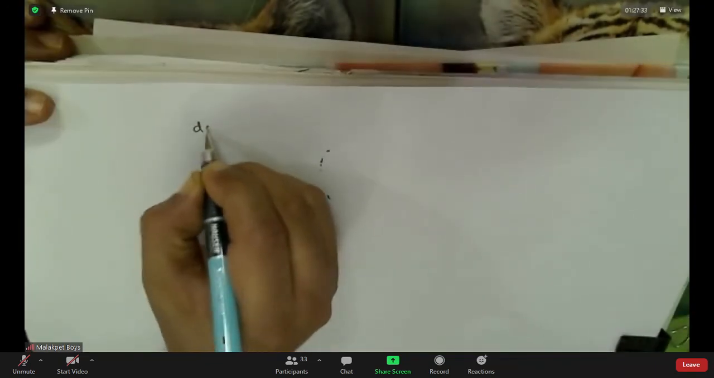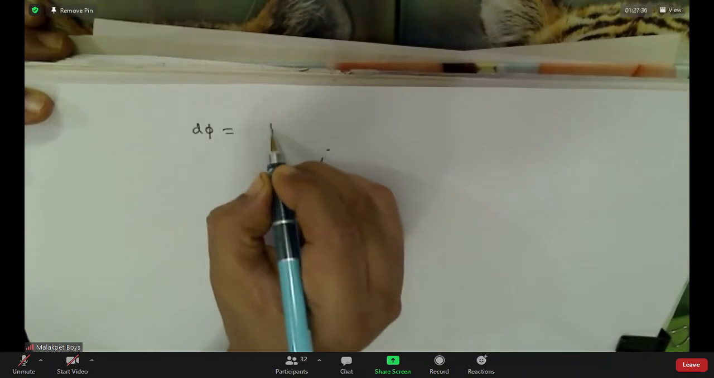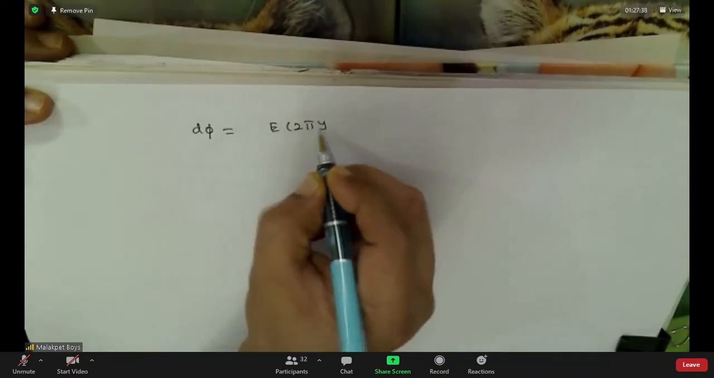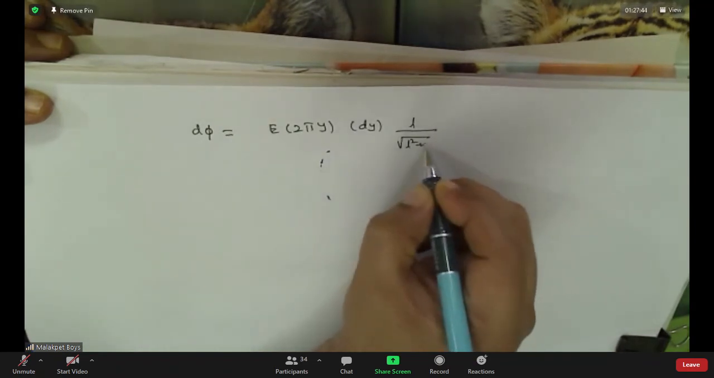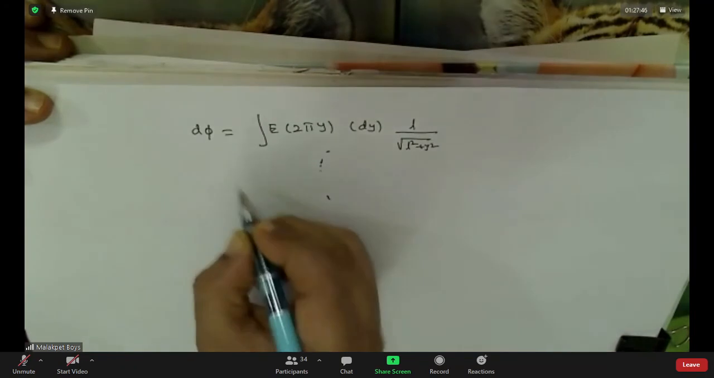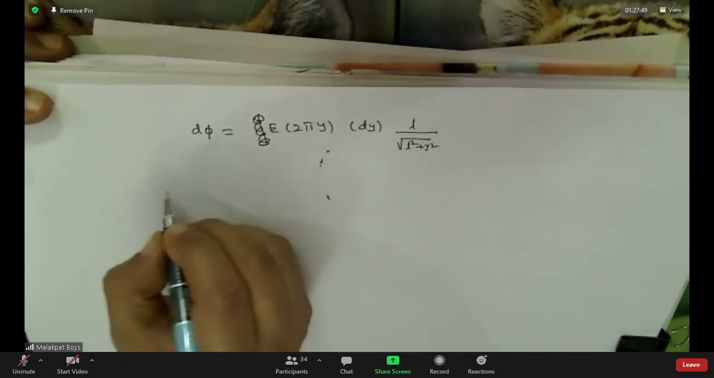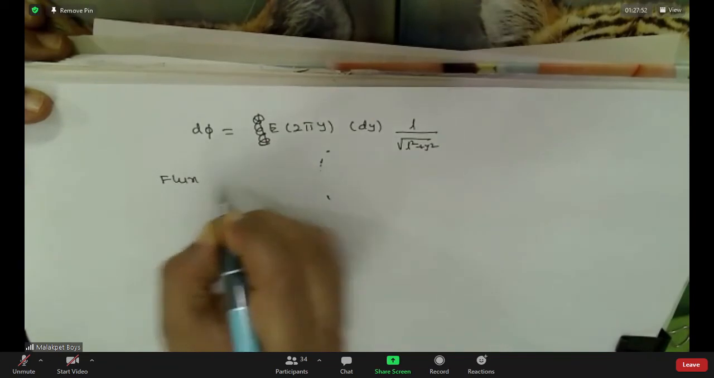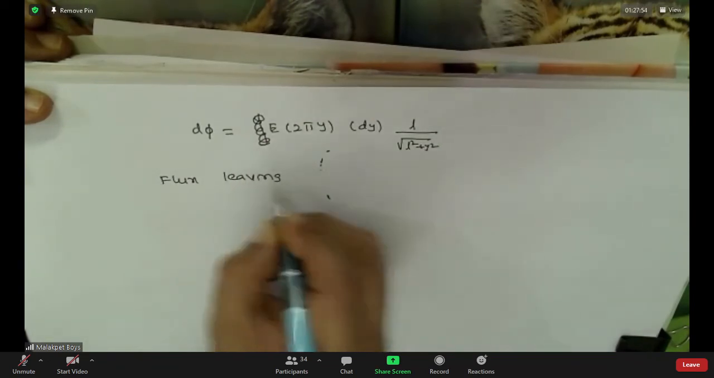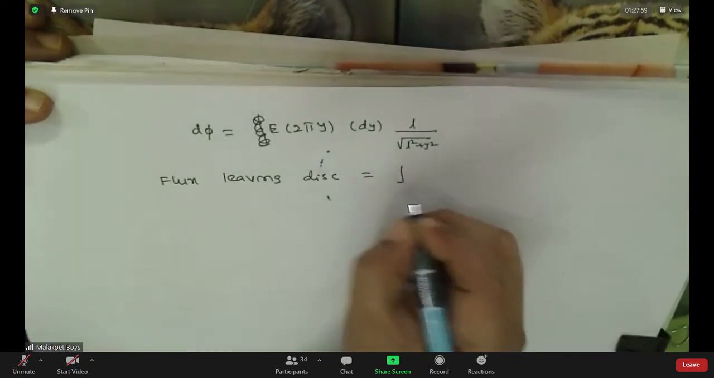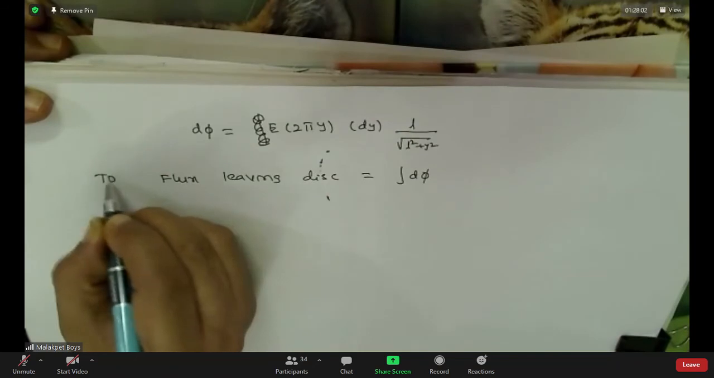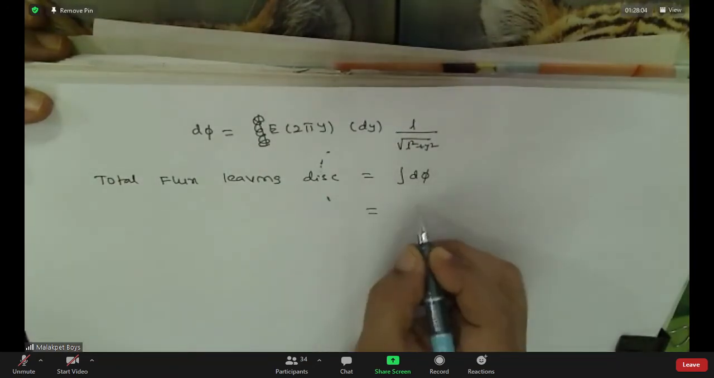Now, can you tell me what you should do to get the total flux? Here, you got d phi as how much? E times 2 pi y dy, times l by root of l square plus y square. Now you want to know the flux, which is E, integral d phi.